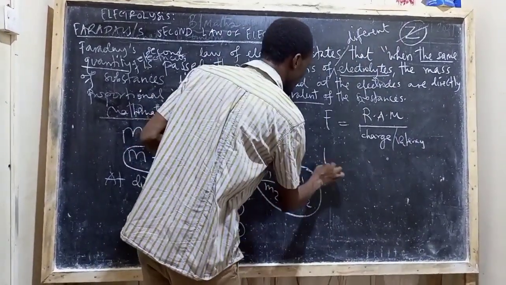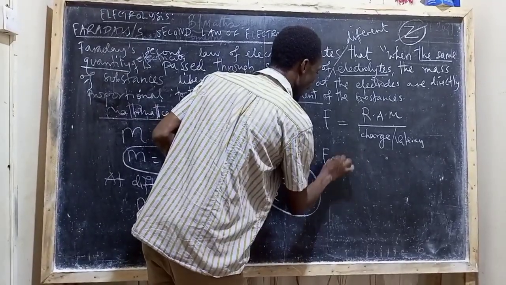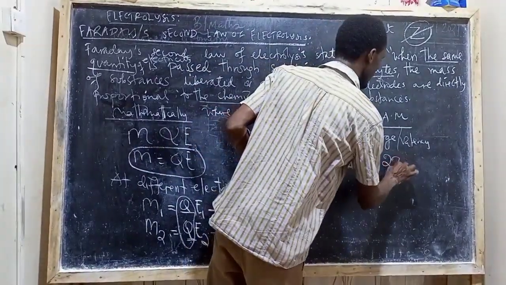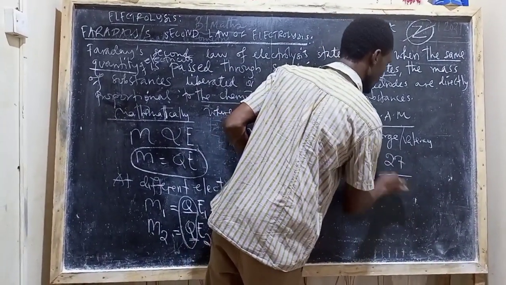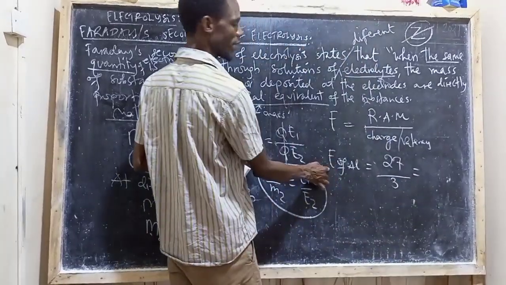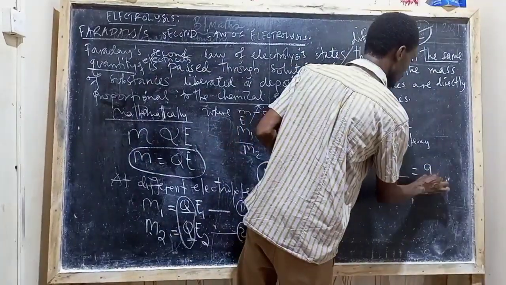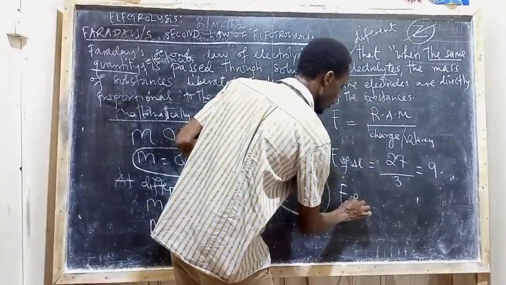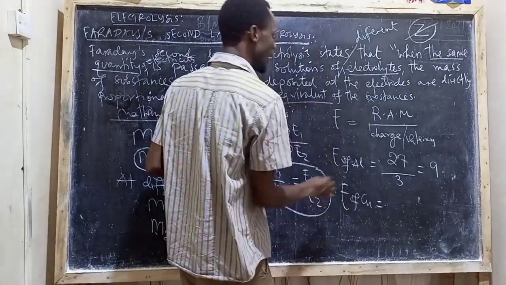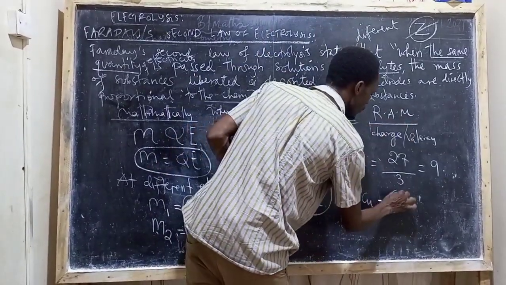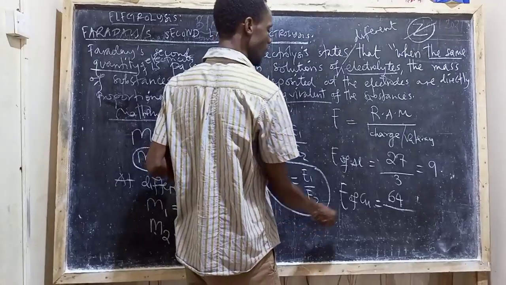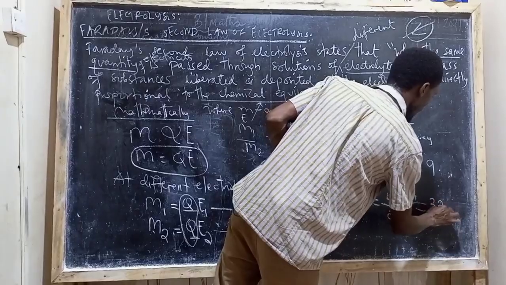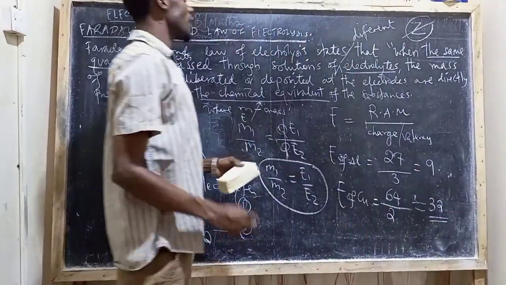Therefore, if you are looking for the chemical equivalent of aluminium, the relative atomic mass of aluminium is 27 and the charge is 3, and that is why the chemical equivalent for aluminium is 9. The same applies if you are looking for the chemical equivalent of copper. Remember, the relative atomic mass for copper is 64 and its valence or charge is 2. Now the chemical equivalent for copper is 32. So you have to be very careful.